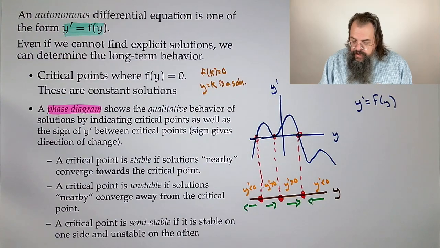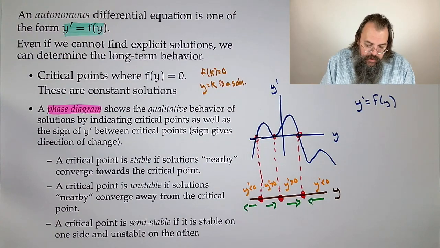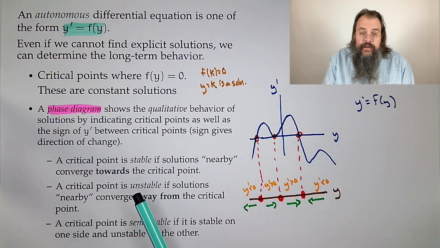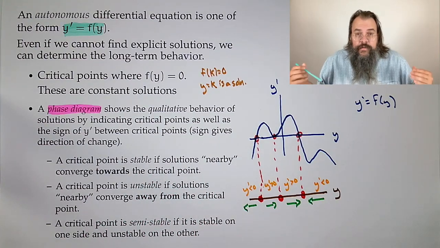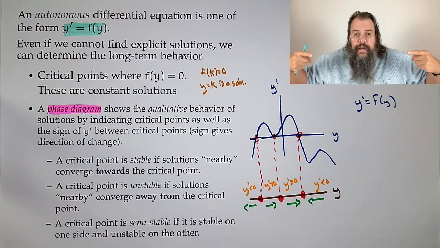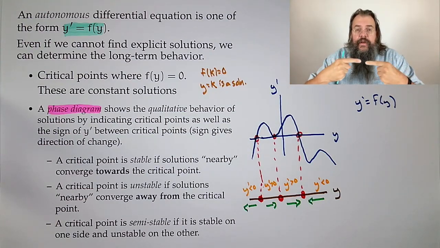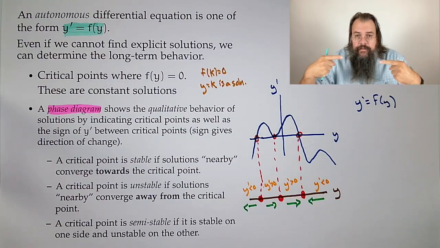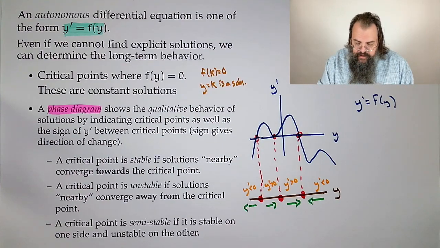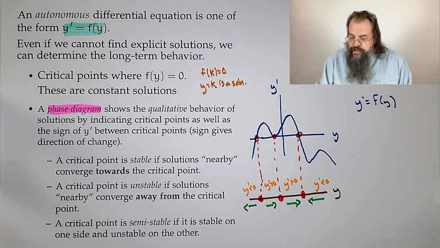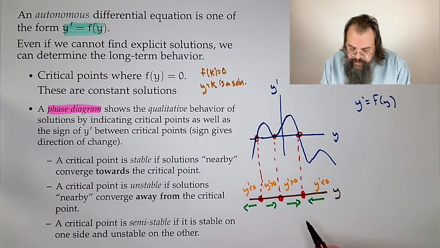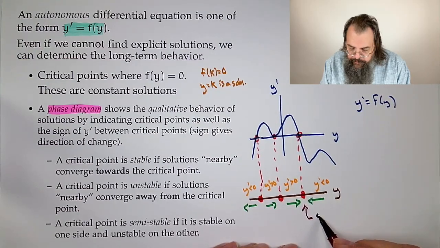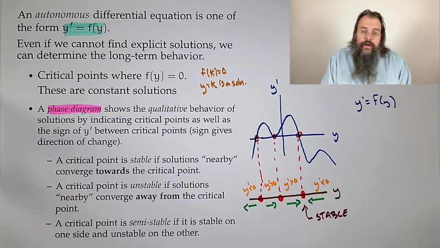Now, what's happening? Well, we say a critical point is stable if solutions nearby converge towards it. So we're stable if you're nearby, you move towards the point. So to move towards the point, we want to have the arrows pointing in. So an example of a point which is stable, well, we have one. This point here. This is a stable point.